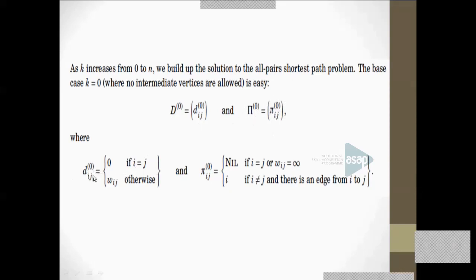If i equals j, that means no intermediate vertex; i equals j, like 1 to 1, it will be 0. Then 1 to 2 with no intermediate vertex will be the direct path weight. And if there is no edge, it is infinity. If i equals j, then no predecessor, nil will be stored. Otherwise, for the predecessor value pi_ij on a direct path, i will be stored. There is an edge from i to j, which means i is going to be the predecessor.